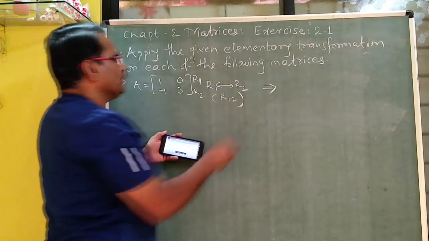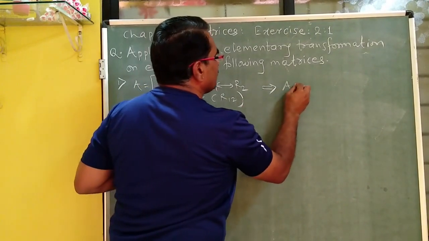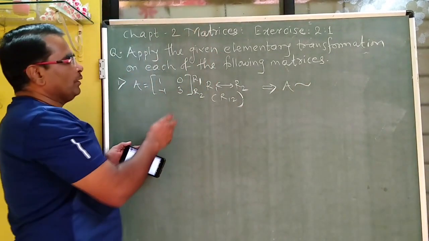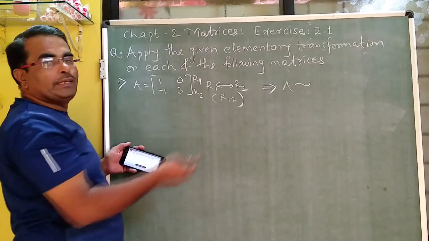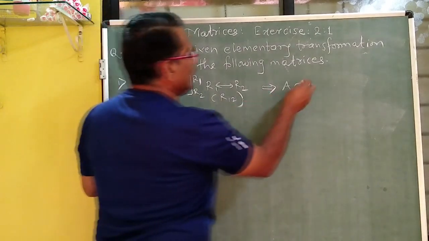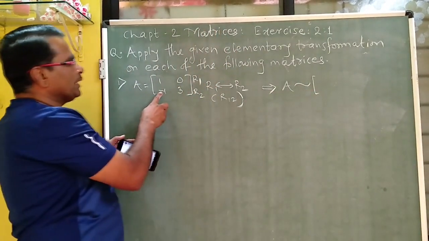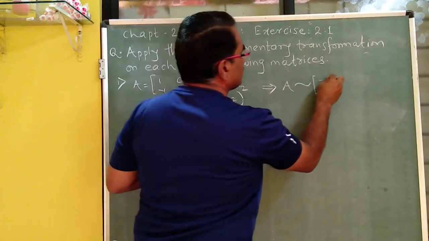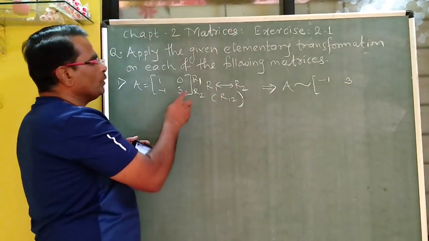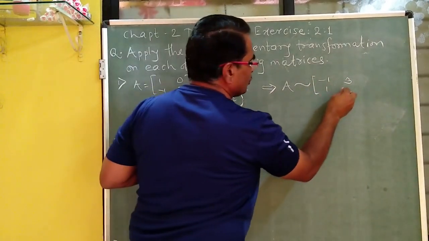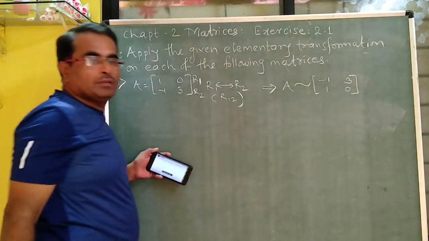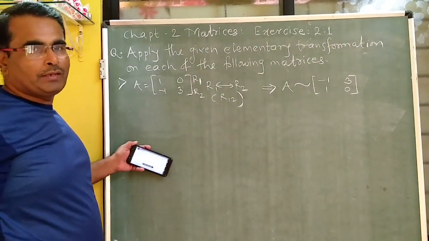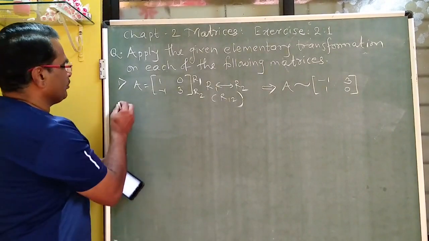the solution will be like this: A is equivalent to. We know that due to the transformation we get equivalent matrices. So A is equivalent to, now the second row -1 3 will appear as the first row, and the first row 1 0 will appear as the second row. This way you can consider the solution of the first example.